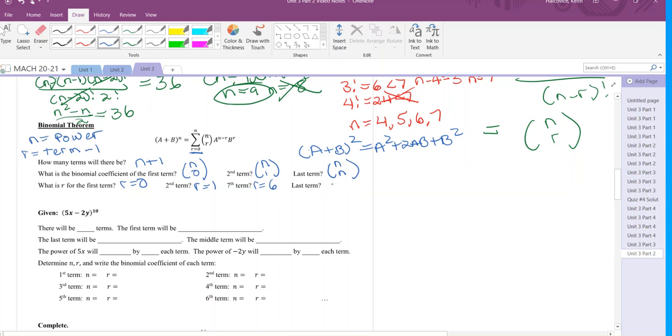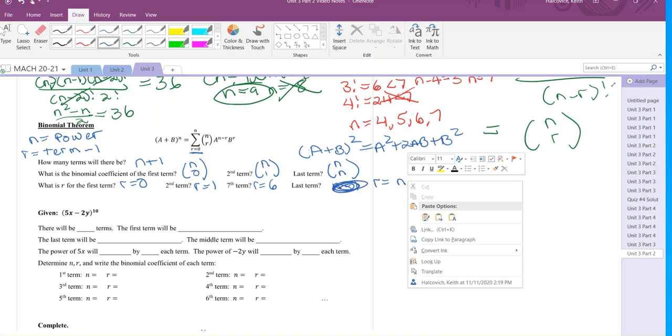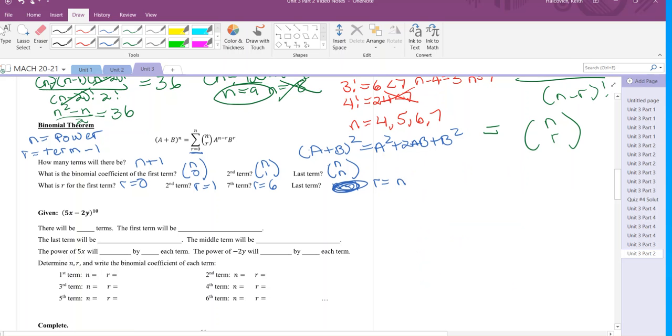So for the last term, r is going to equal n.